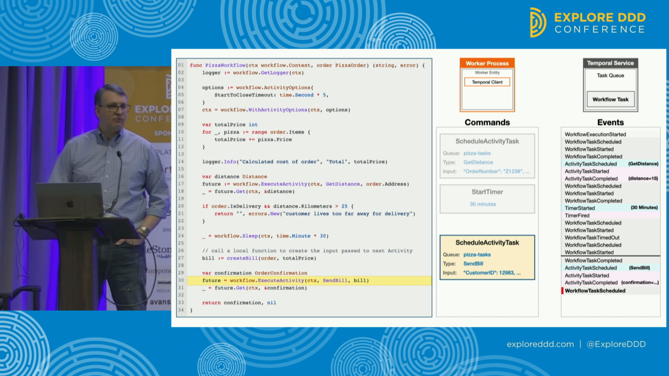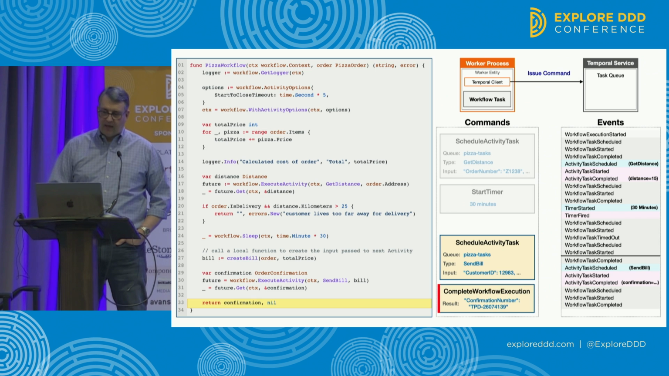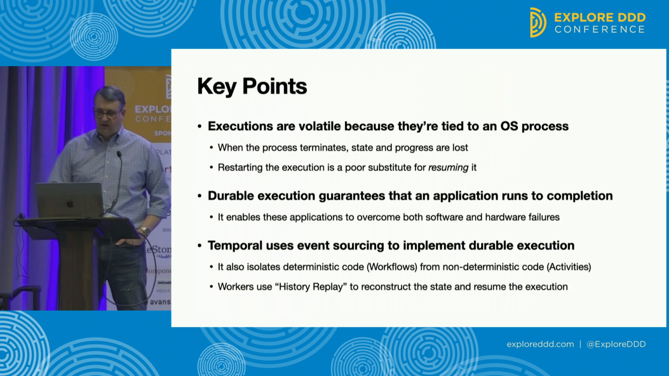But because we haven't returned from the workflow yet, there's still a little bit of code left to run. It puts a new workflow task in there. The worker picks it up, begins running the remaining code in the workflow, and now we've reached the end and we return the result. And that is another command, complete workflow execution, that contains the result of this function. When we send that to the Temporal service, it says, okay, workflow execution completed. So it now has a complete history of everything.